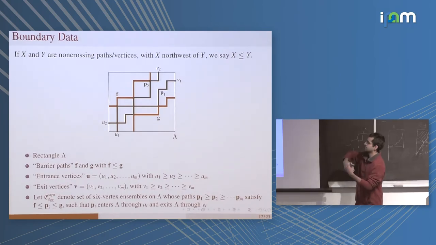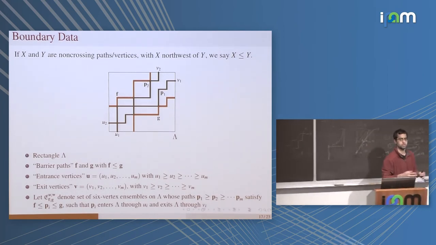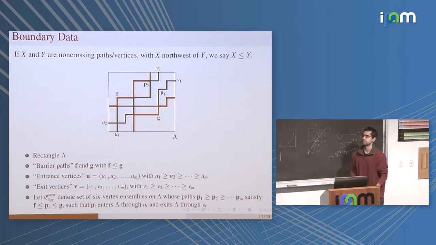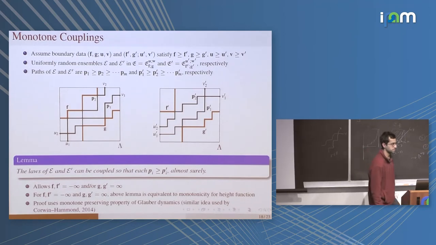And they're non-crossing, and they lie between f and g. So this is just a definition of a certain restricted family of six-vertex ensembles. Okay, so now the thing that I'm going to use again and again is this monotone coupling.